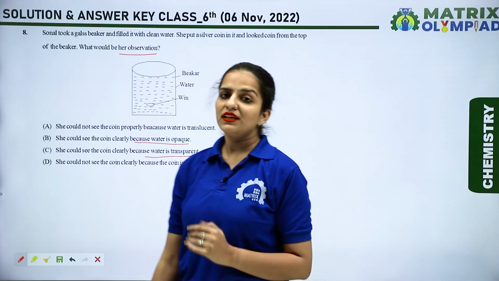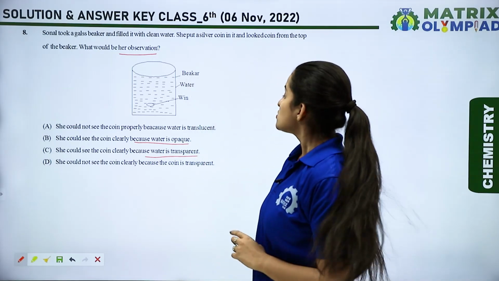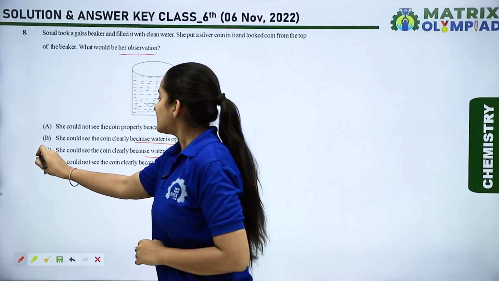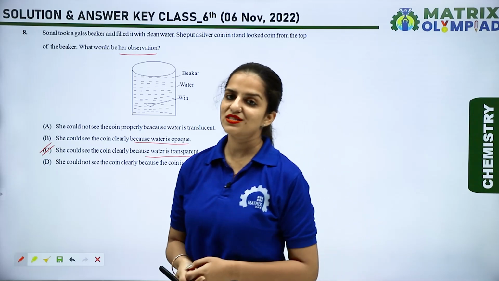In this, we know that water is a transparent material, water is transparent in nature. So option C is correct here, that she could see the coin clearly because water is transparent.